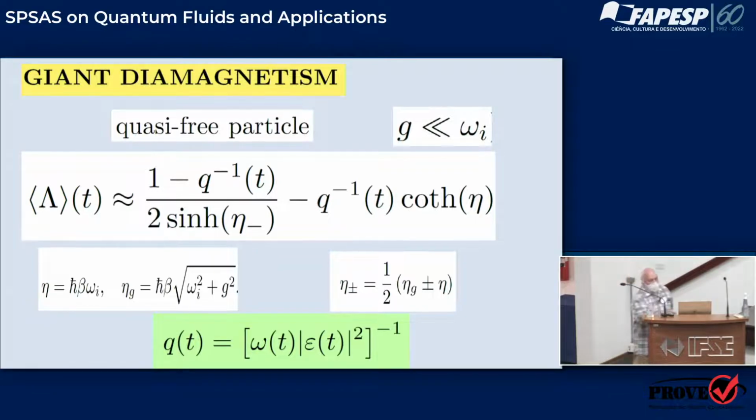calculate this mean value of parameter lambda. After multiplication by the gyromagnetic ratio, we shall obtain the magnetic moment. And in this approximation, a very simple formula appears. But you see, what appears in the denominator? Some parameter eta minus, the difference of two quantities, eta_g and eta. Eta is h omega divided by temperature. Eta_g is of the very same nature, but the frequency is changed by this g squared. But if g is very small, all these coefficients are very close.